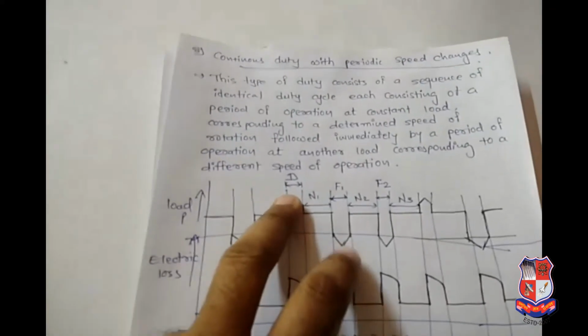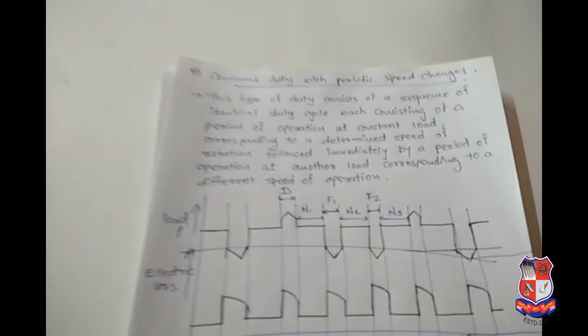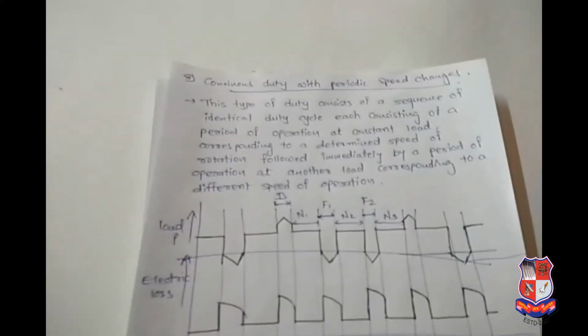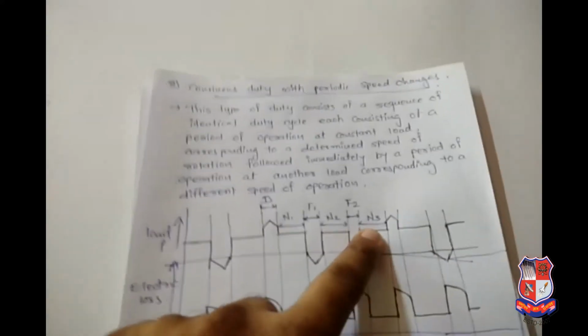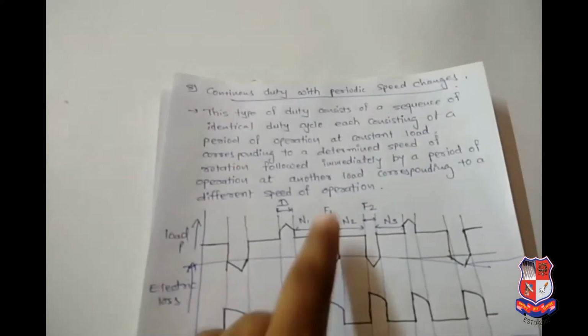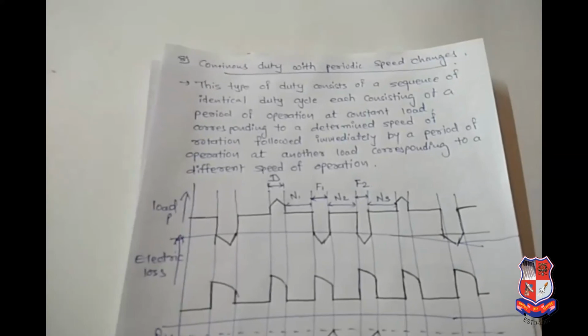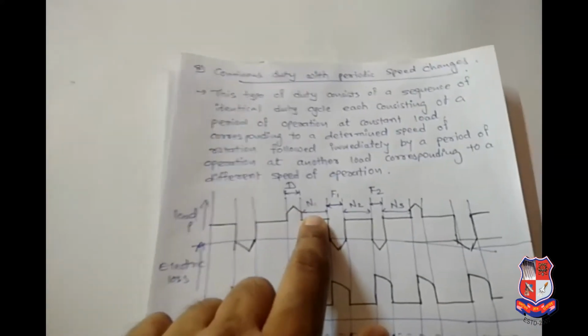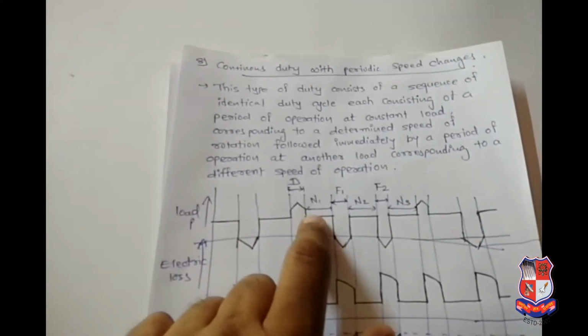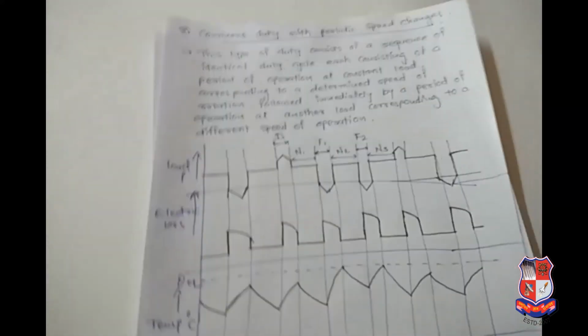So as shown in the figure, here D is known as the acceleration period, or we can also say it is the starting period. Here N1, N2 and N3 are known as the operation under rated condition. And F1 and F2 are known as the braking periods. So N1 is one speed, N2 is another speed, and N3 is yet another speed.